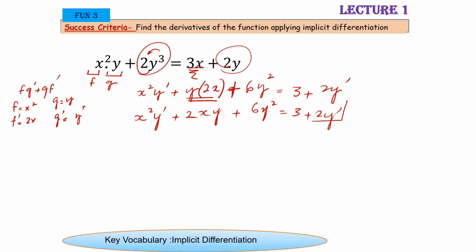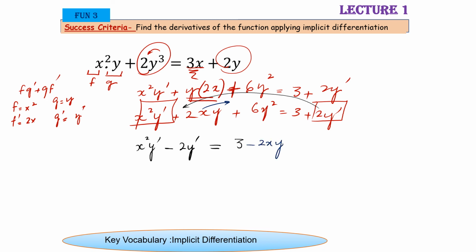Now as we know that we are solving for y prime, so keep all the y primes on the left hand side. So I will write x square y prime, which is already present on the left hand side. Bring this 2y prime to the other side. You will get negative 2y prime. Now the equal sign and all the other terms on the other side. So 3 is already on the right hand side. Now bring the 2xy to the other side. You will get minus 2xy. Bring the 6y square to the other side. It will also give you minus 6y square.